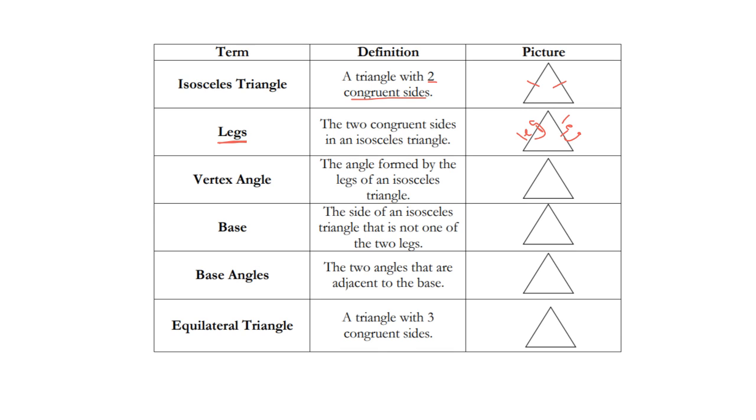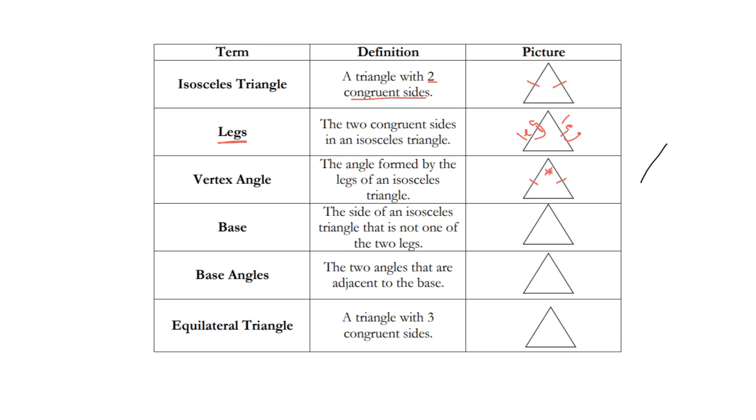Then we have something called the vertex angle. Now, the vertex angle is the angle that's formed by those legs. So, again, if this side was congruent to this side, the vertex angle would be this one right here, because it's the angle that's created by those 2 sides. So this side and this side, if I deleted this other side here, where's the angle that's formed? Well, it's up here. Now, I want to make sure you understand that it doesn't mean that the vertex angle is always at the top. It's not always at the top.